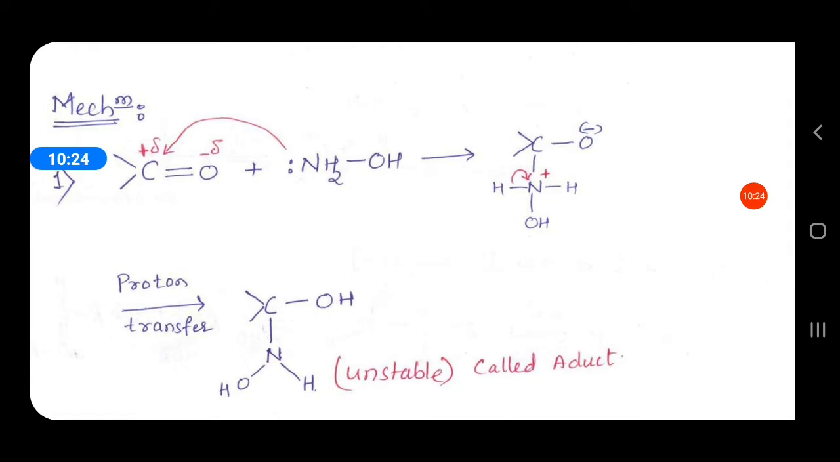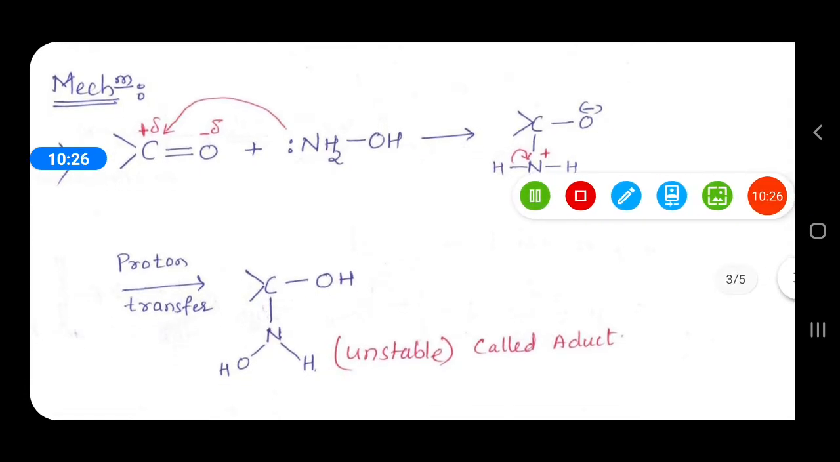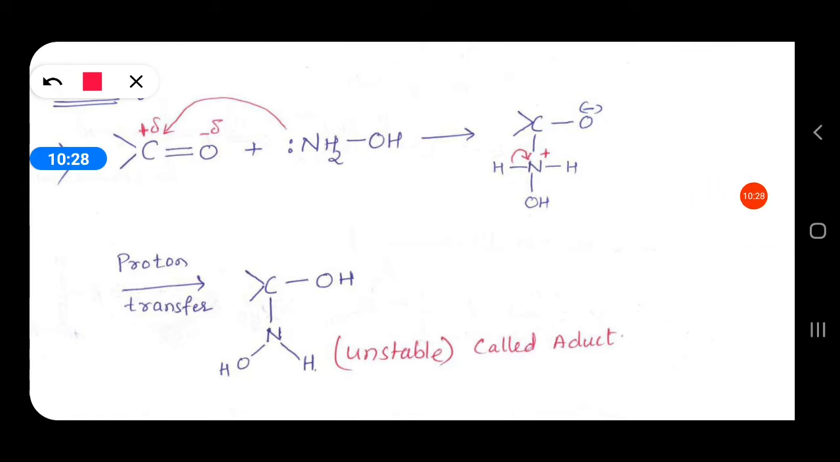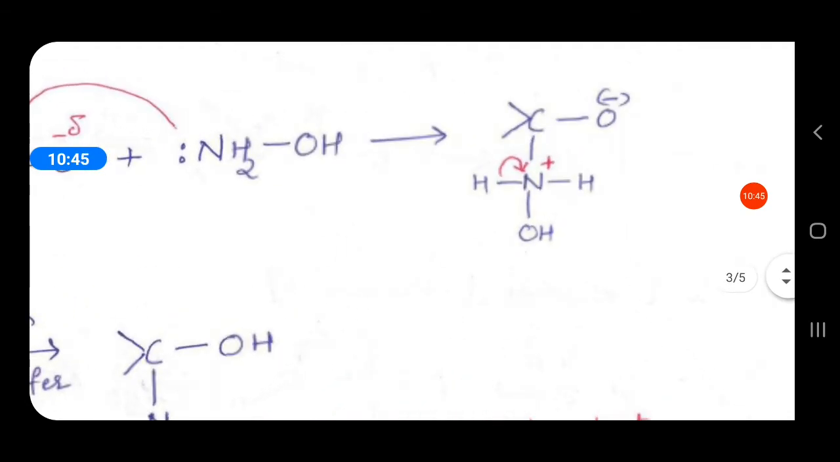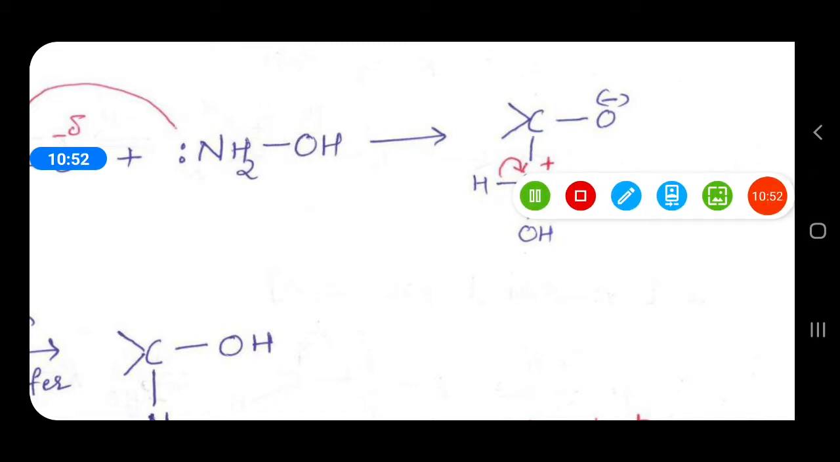In the hydroxylamine, the nitrogen contains a lone pair of electrons. So, the carbonyl carbon is attracted by this lone pair of electrons and a new carbon-nitrogen bond is formed. For this formation of the carbon-nitrogen bond, nitrogen loses a pair of electrons so that it gets a positive charge.